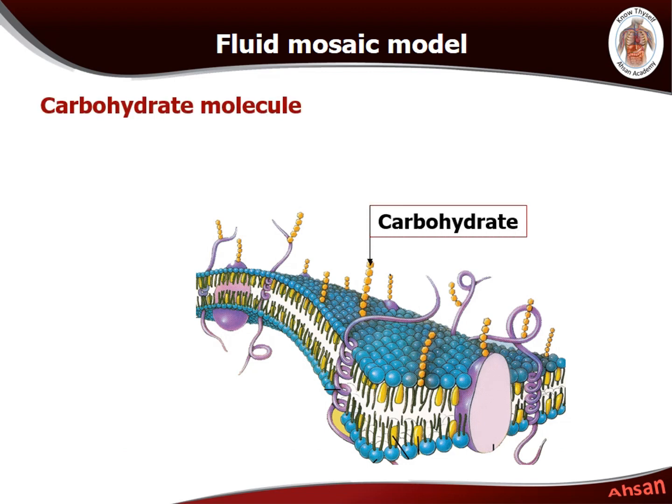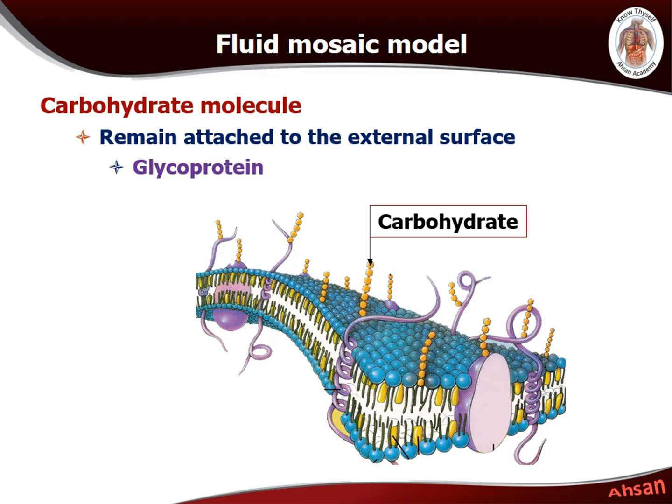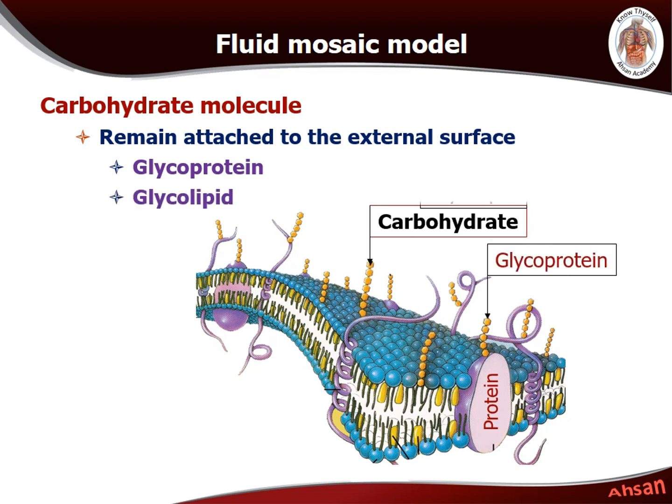Carbohydrate lies on the outer surface, and we have seen that lipid and protein do not have any chemical bondage, so protein can float in the lipid layer. But carbohydrate makes a chemical bondage with either a protein molecule or a lipid molecule. So if it remains attached with the protein, it forms a glycoprotein, and with the lipid, it forms a glycolipid.